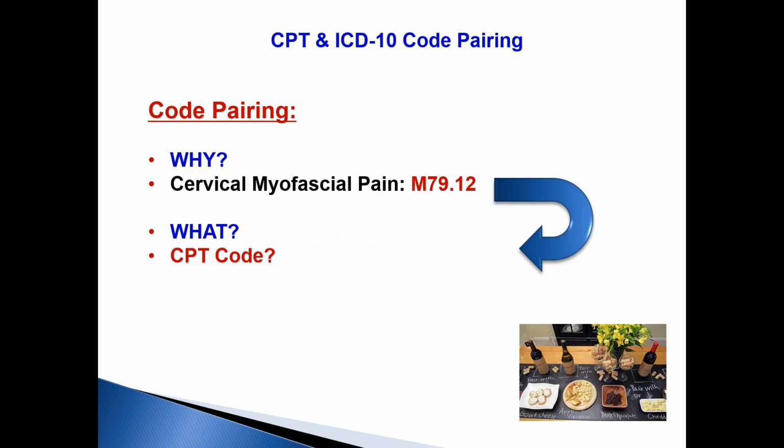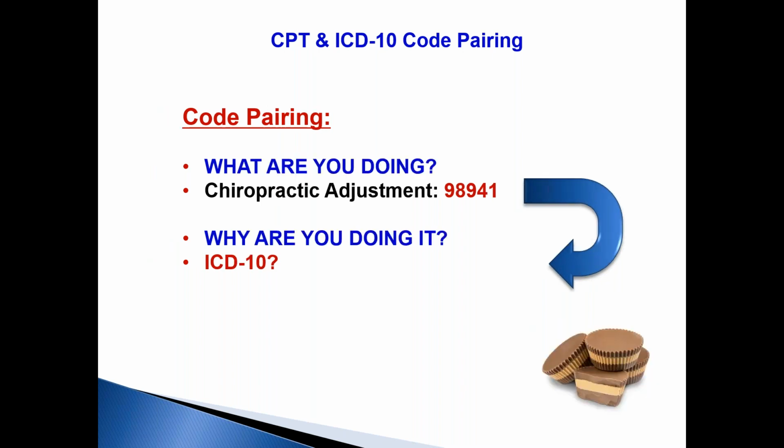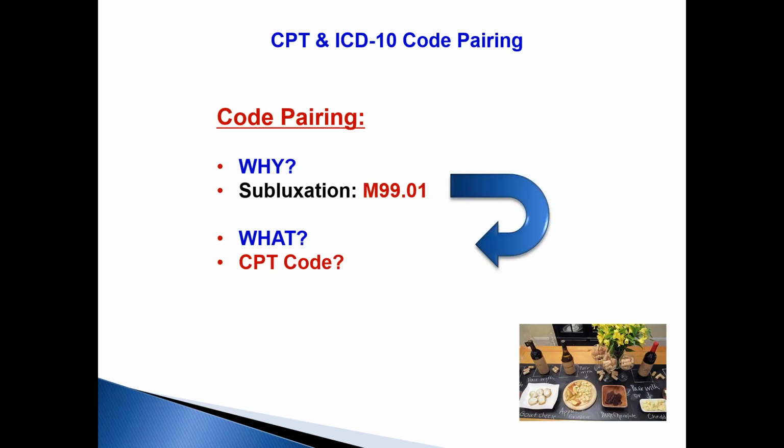You're doing cervical myofascial, well, the diagnosis is myofascial pain syndrome in the cervical region. That's M79.12. What CPT code pairs with that? You're doing a chiropractic adjustment like 98941. What diagnosis codes pair with your adjustments? I'll show you in a few minutes. Now you can go the opposite way. If you diagnose a patient with a subluxation, M99.01, what CPT codes match with that?